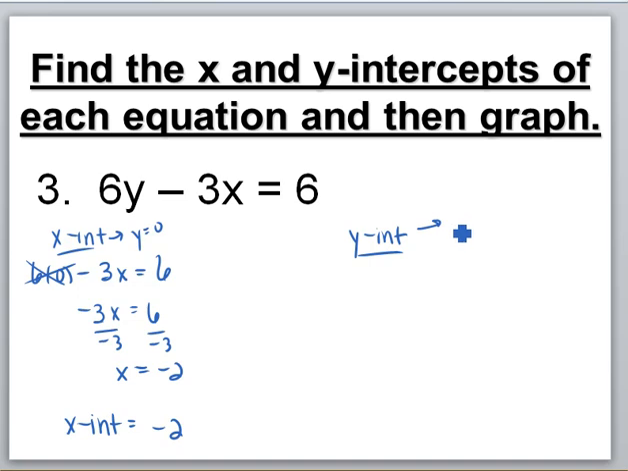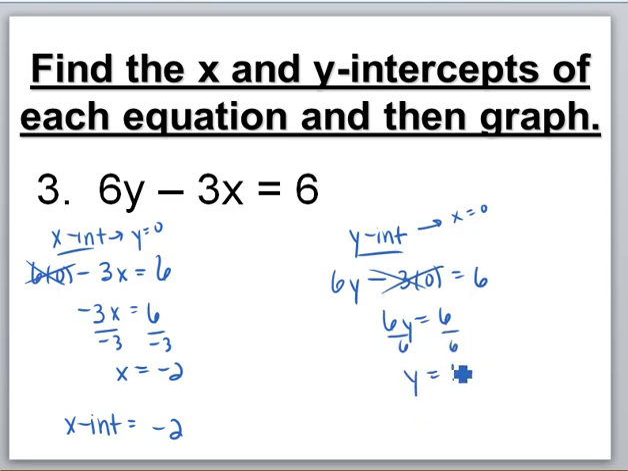My y-intercept is where I plug in 0 for x. So I have 6y minus 3 times 0 equals 6. Those create 0, so I have 6y equals 6. Divide by 6 on both sides, and I get y is 1.